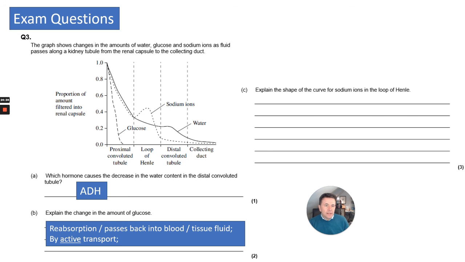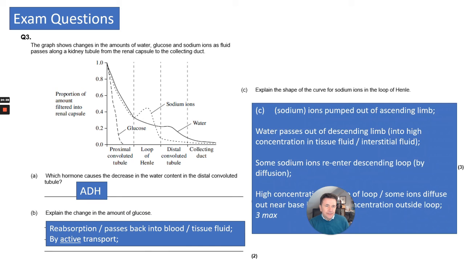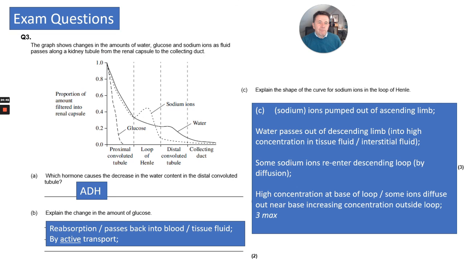Okay, so last one, explain the shape of the curve for sodium ions in the loop of Henle. So, first thing is sodium ions are pumped out of the ascending limb. So water passes out of the descending limb as well. And some sodium ions can re-enter the descending loop or limb. So high concentrations at the base of the loop. So some ions may diffuse out near the base, increasing the concentration outside the loop.